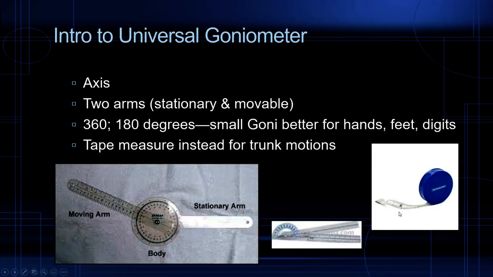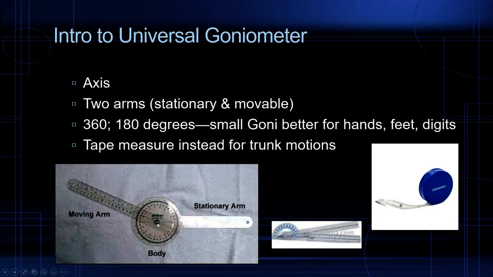The trunk is a perfect example. We measure lumbar range of motion lots of times with a tape measure, and I'll be showing you how to do all of that, and Claudia will be showing you in Pierce. There is one arm on the goniometer that stays stationary, and one arm that moves. What you're going to do always is place the axis, or the center of the goniometer, right on the joint.